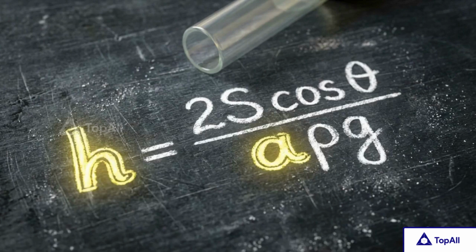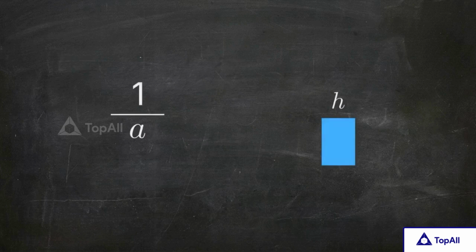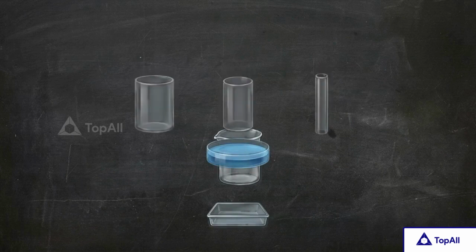Focus on A in the denominator, representing the capillary tube's internal radius. Because A is in the denominator, we have an inverse mathematical relationship. If you make the tube narrower, decreasing A, the height of the water must increase.